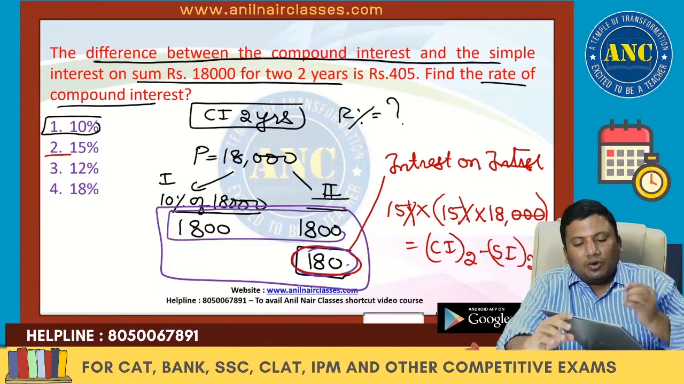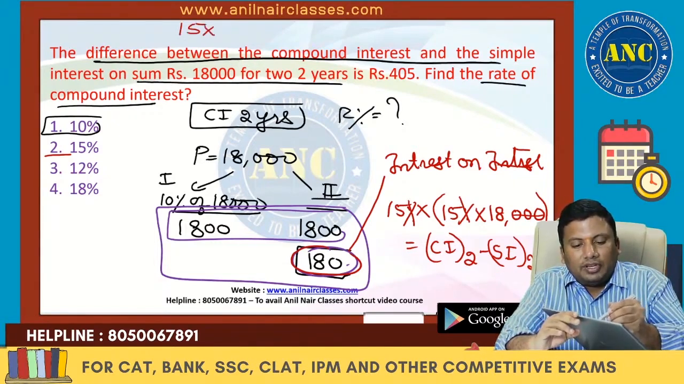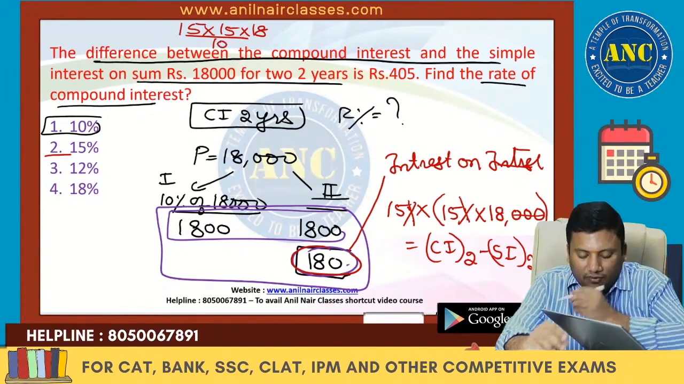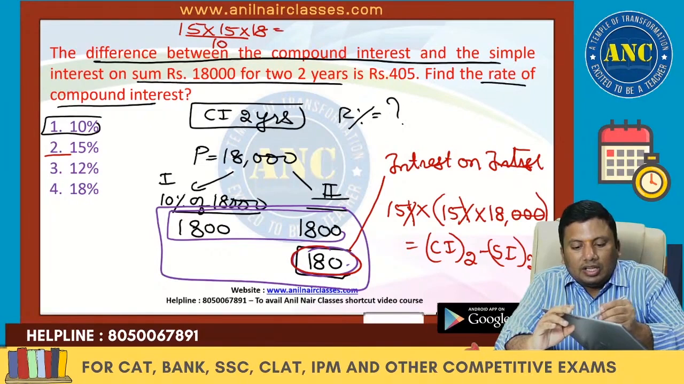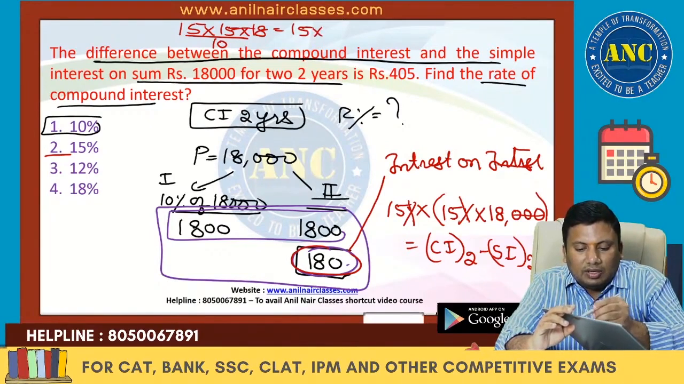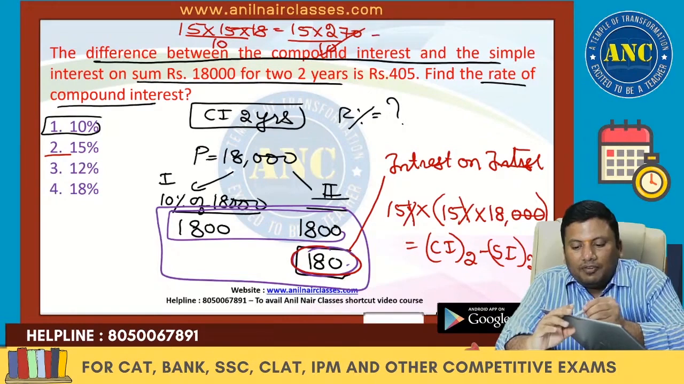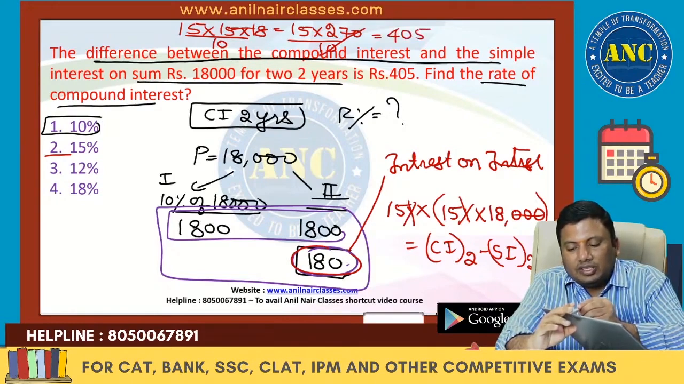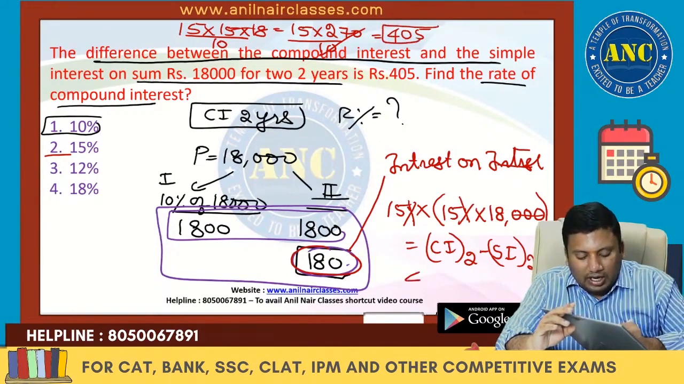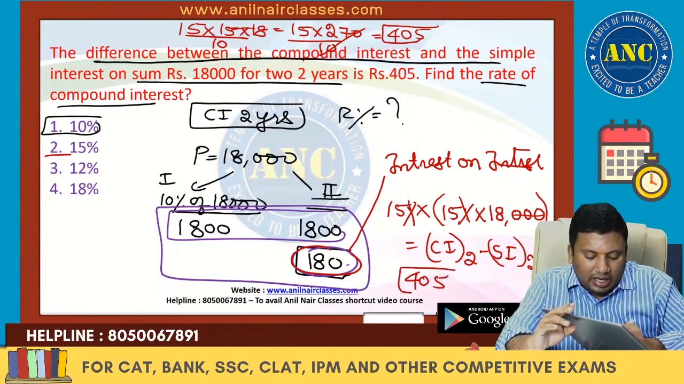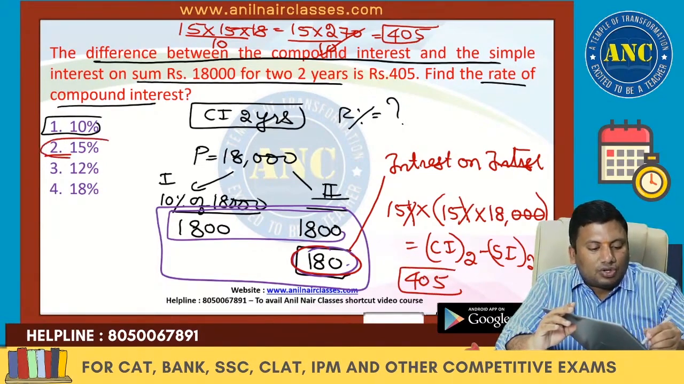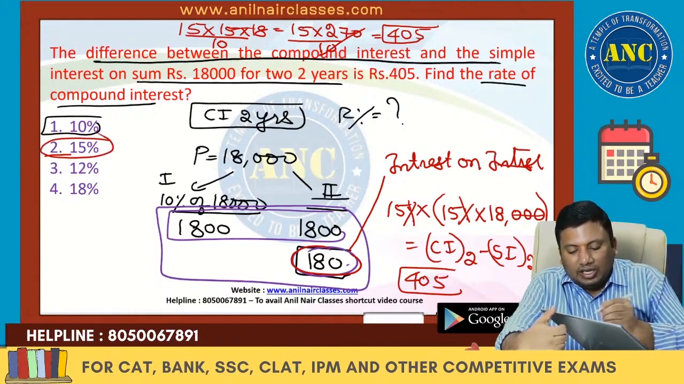That means down 10 will be there. 15 into 18 divided by 10. This is nothing but 15 into 18, which is 270. 270 divided by 10, 15 into 27 is 405. 405, it is matching with my answer. So the answer for this question is 15%.